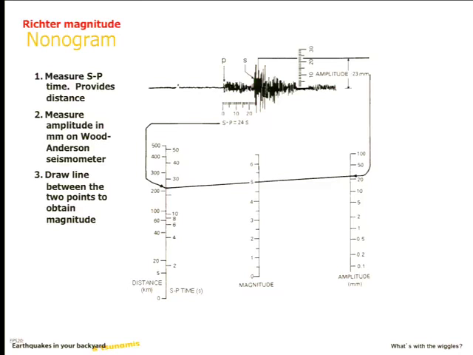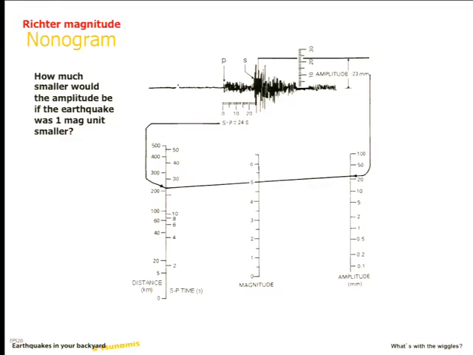This was a magnitude 5 earthquake. It was not at 100 kilometers, it was at 220 kilometers, but we corrected for that using this nomogram. Okay, does that make sense? So, how much smaller would the amplitude of the ground motion be if the earthquake was 1 magnitude unit smaller? Just look at this plot and estimate what you think the amplitude would be if this was a magnitude 4 earthquake rather than a magnitude 5 earthquake.